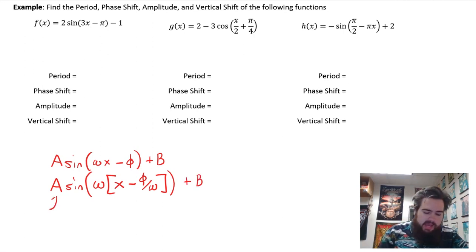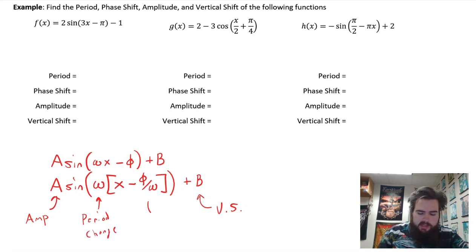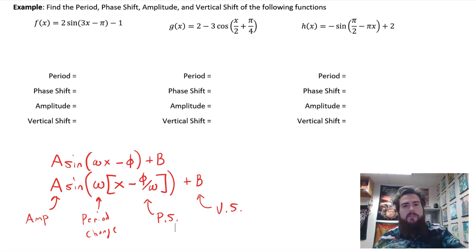This will give me a, which corresponds to my amplitude, b, which corresponds to my vertical shift, omega, which corresponds to my period change, and phi over omega, which corresponds to my phase shift or horizontal shift. There are a couple other things we're going to keep in mind with this, but we'll get to those as we see them. For the first case, f of x equals 2 sine of 3x minus pi minus 1.